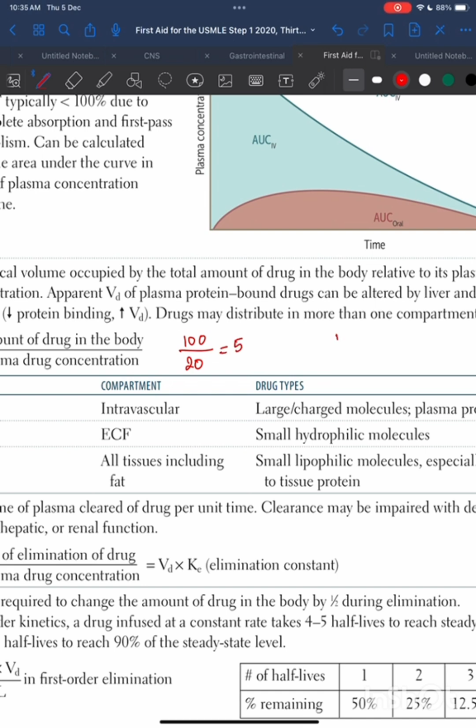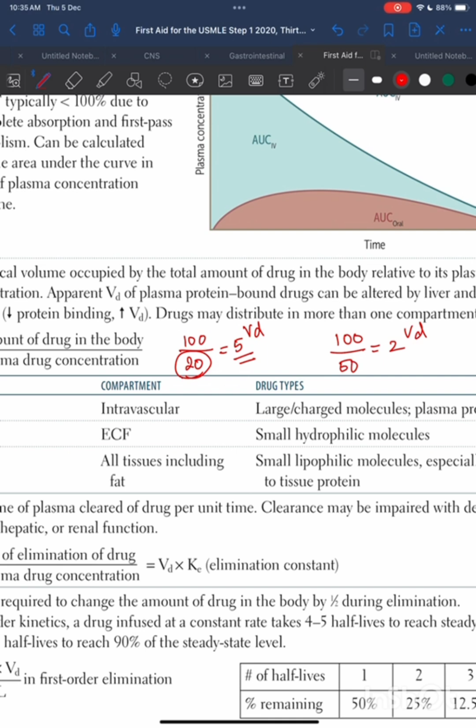Again, we will take the same 100 molecules of drug you are administering, and in plasma you are getting 50 molecules of drug. So here the VD is 2, right? So what it means: if VD is high, the tissues are getting more amount of drug. The drugs are penetrating more into the tissue and less amount of drug is present in plasma. It is very obvious, right?